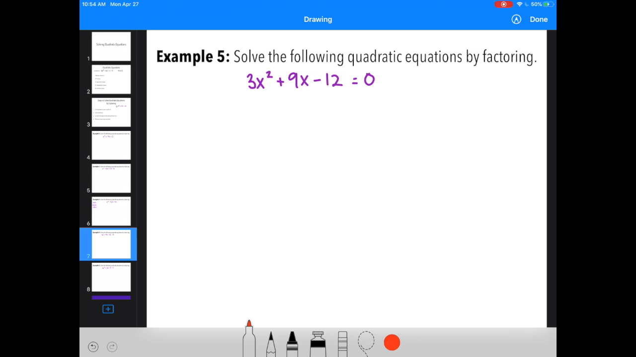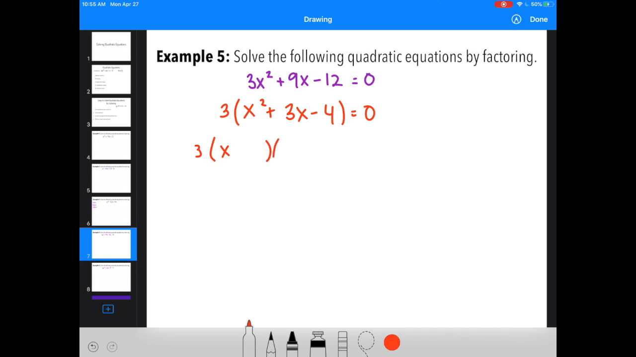All right, solve the following quadratic equations by factoring. And this one's already different than the examples we've done previously because we have an a value. We have that 3. Am I in standard form? Yes, I am. So set equal to 0, which it already is. What is my next step? I'm going to have to factor. But remember when we're factoring, what's the one thing we check first? We check to see if we have a greatest common factor, which we do. So I'm going to pull that 3 out. So 3 times x squared plus 3x minus 4 equal to 0.